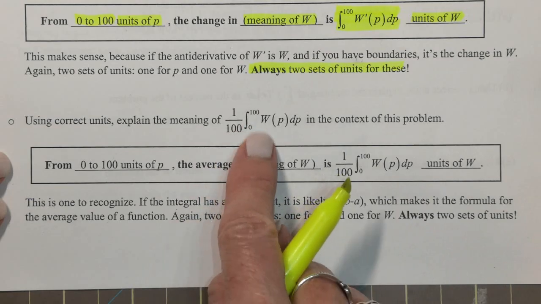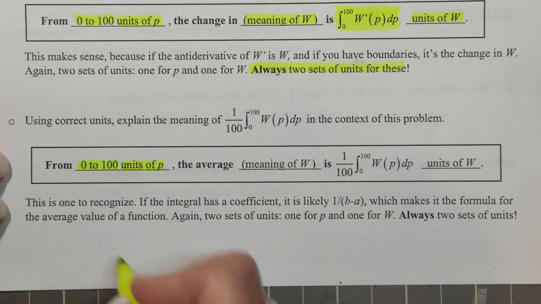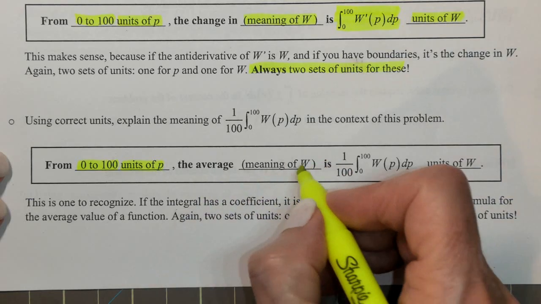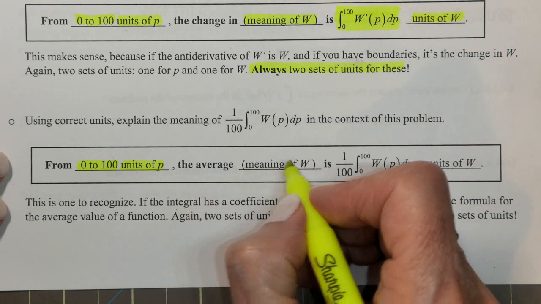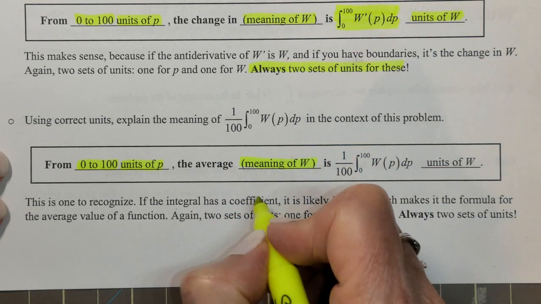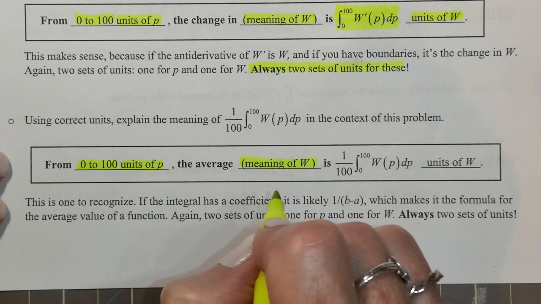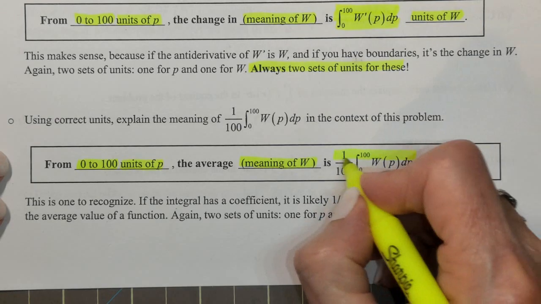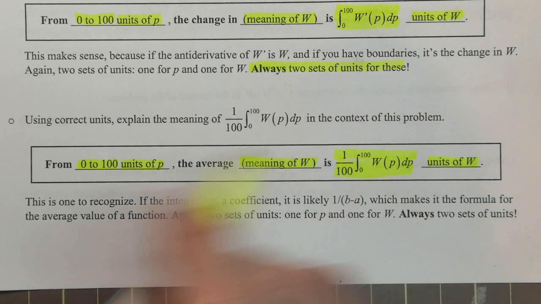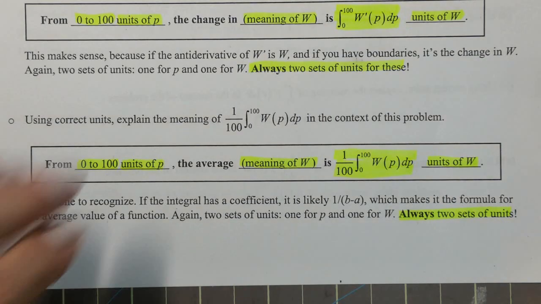So this is the average value of W. So from 0 to 100, units of P. The average W, the average height of the tree, the average temperature of the water, the average amount of oil in the tank, whatever it is, the average, not rate of change, just the average, is this integral expression, and then once again, units of W. Always 2 sets of units. Okay, let's take a look at some examples.